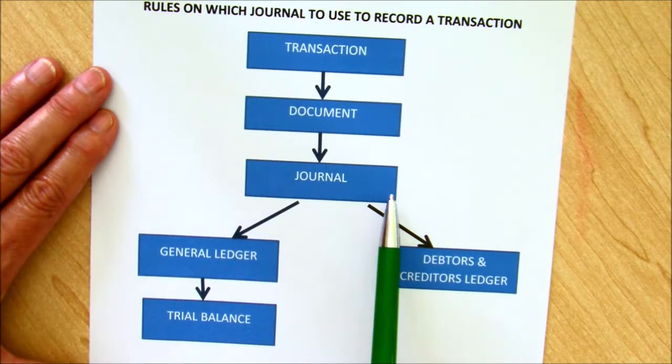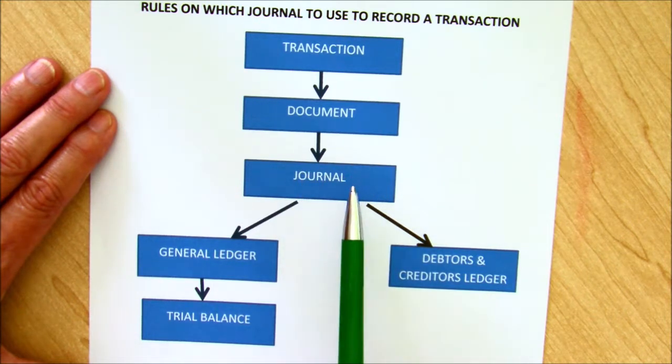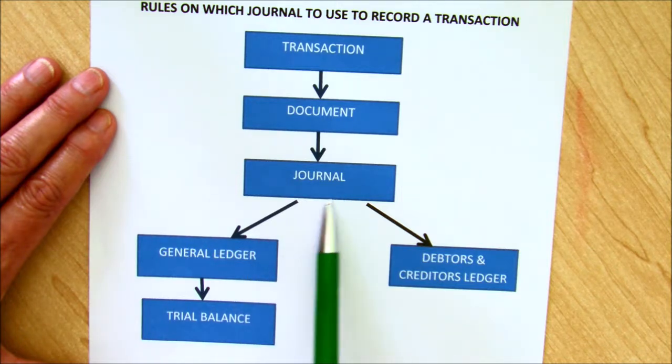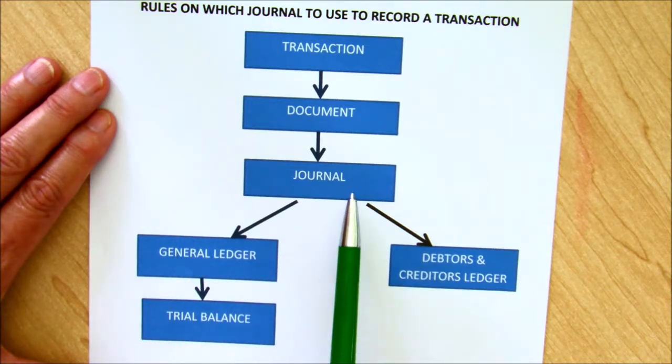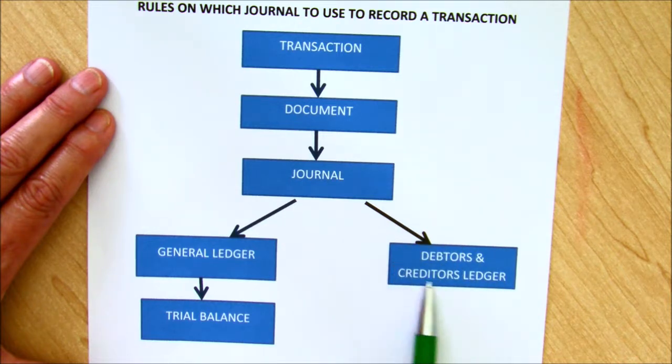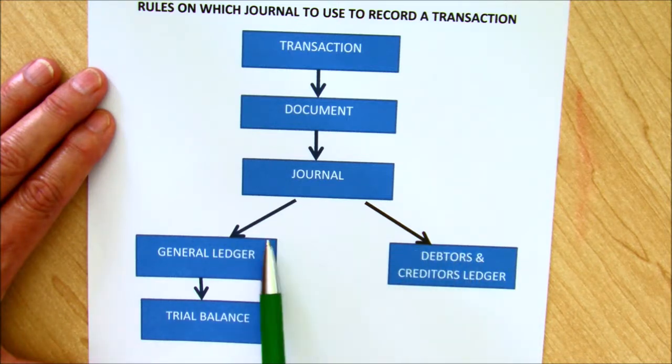Once you've got it into a journal, the journal gets totaled. The totals from these journals get posted into the general ledger, and the general ledger is summarized into a trial balance to check that we've done a double entry, a debit and a credit, for every transaction. At the same time though, the totals would have gone to the general ledger, but the individual amounts, where applicable, will go to the individual debtors and creditors ledger accounts. And later in the syllabus we will look at how we need to reconcile these two.